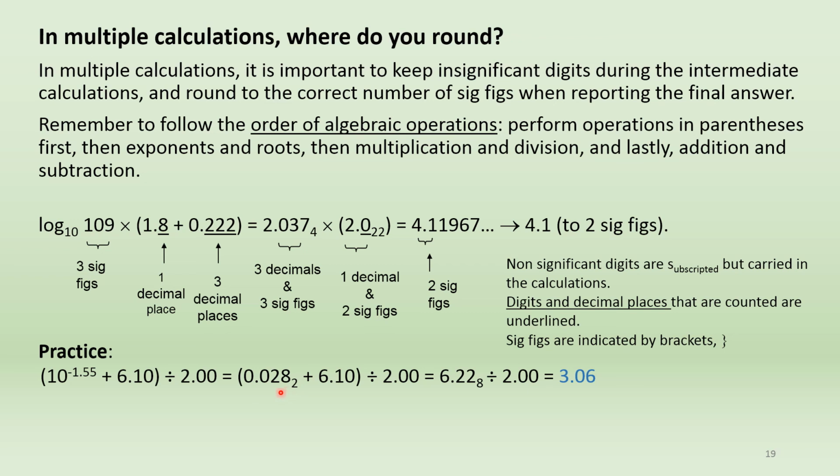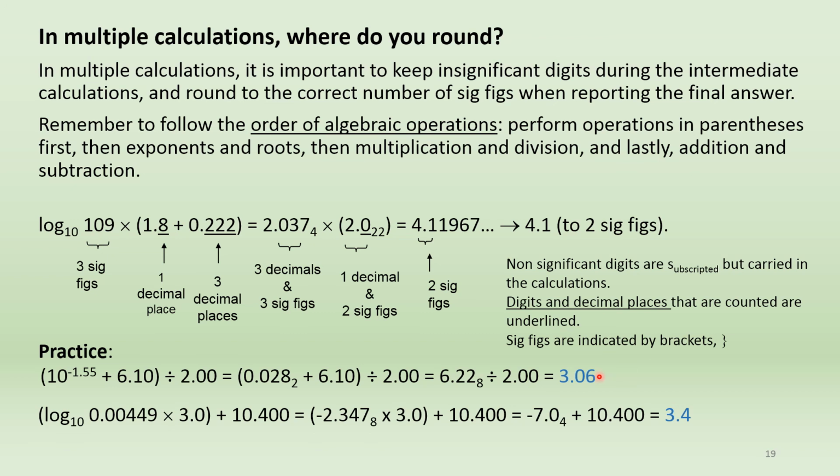I want to add that to the 6.10, which has 2 decimal places. So that will give me 6.22, still with 2 decimal places. Now I want to divide that number by the number 2.00 with 3 sig figs. So 3 sig figs divided by 3 sig figs is 3 sig figs.